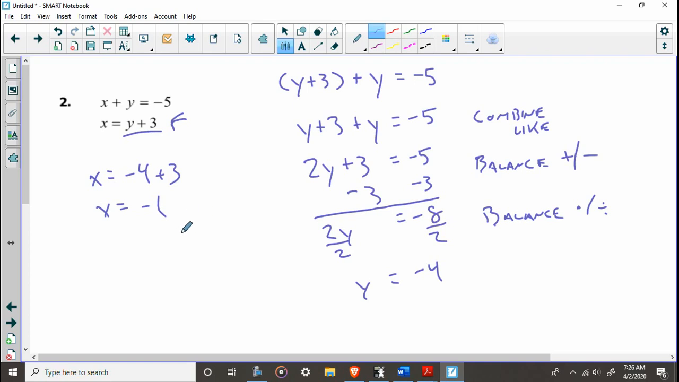So we believe our answer is negative 1, negative 4. Even though you solve for x second, it goes first. It's x, then y.